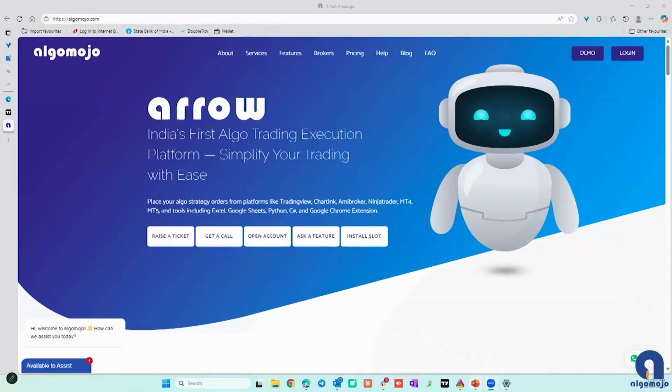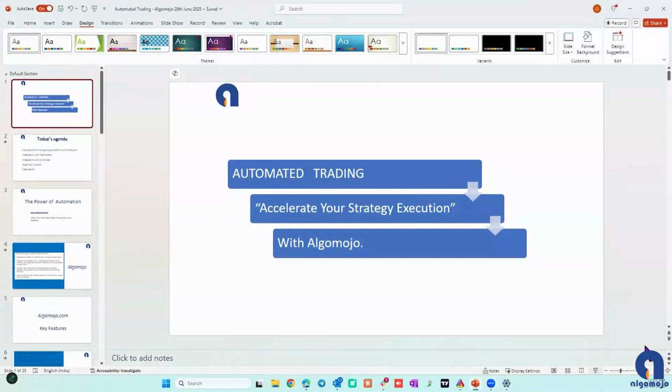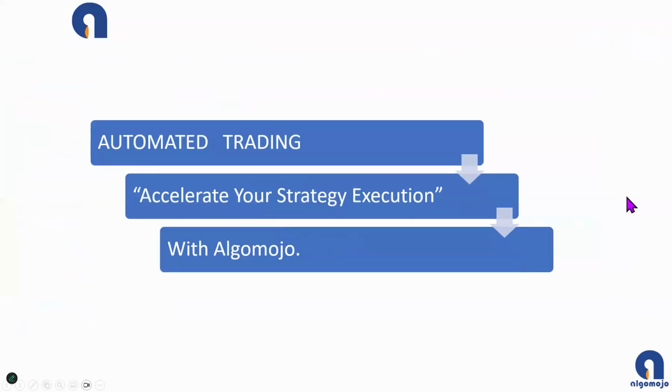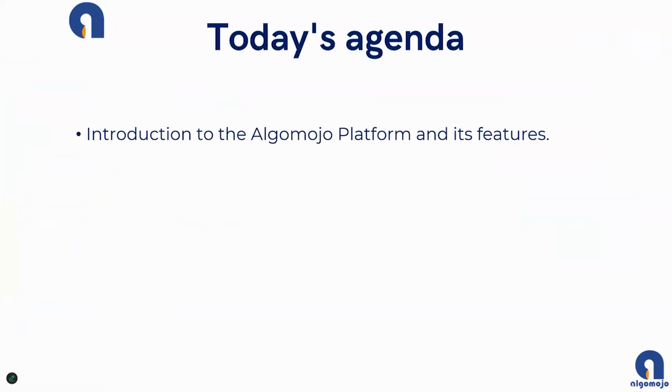We will start with a small presentation. The agenda today is that we will look at the Algomojo platform and the features that are available in the platform. We'll try and see how to use some of the key features. We may not be able to cover the entire thing, but we'll cover some of the key features as to how to use our platform for automation of the strategies that you would be running.